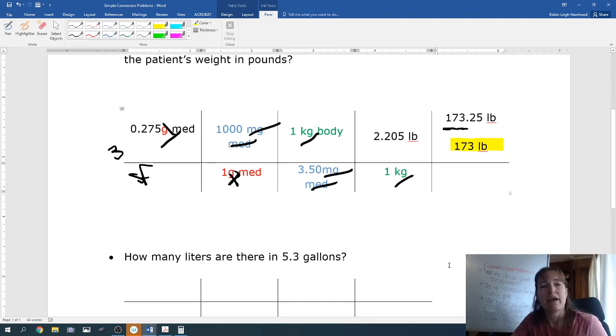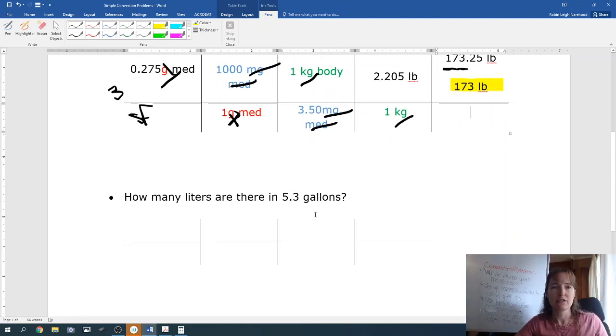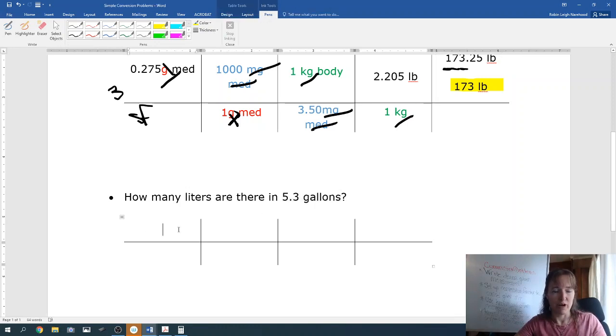Okay. In our next problem, we have how many liters are there in 5.3 gallons? So we only have one measurement. So the 5.3 gallons is going to be our measurement. You write down your measurement first. Whatever unit you have in your measurement, that will be one of the units that will be in your first conversion factor, and it will go on the bottom because you want to get rid of it.